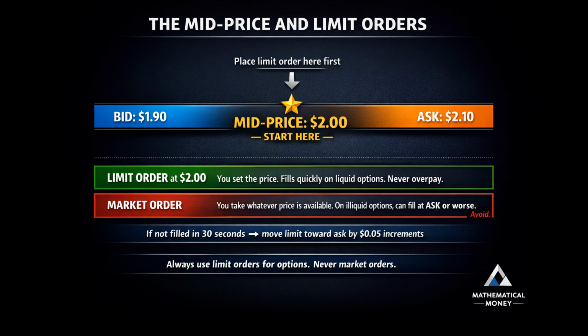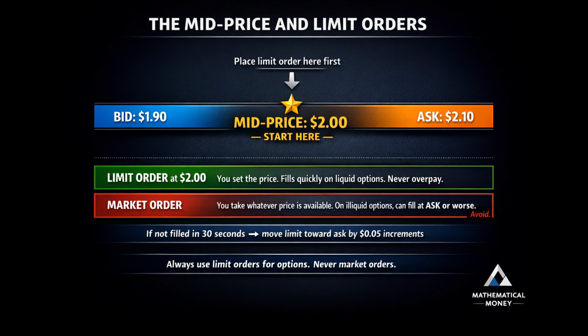Bid 190, ask 210. Mid-price is $2. Placing a limit order at the mid gets you a better price than hitting the ask, and on liquid options like Apple, it fills quickly, often within seconds during market hours. On less liquid options with wider spreads, you may need to move your limit price closer to the ask to get filled. As a general rule, always use limit orders, never market orders, when trading options.